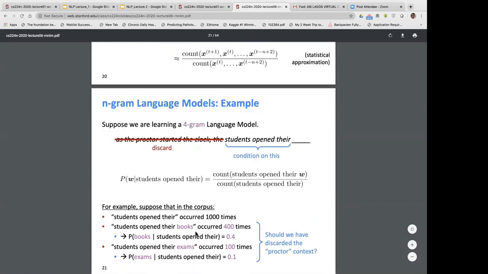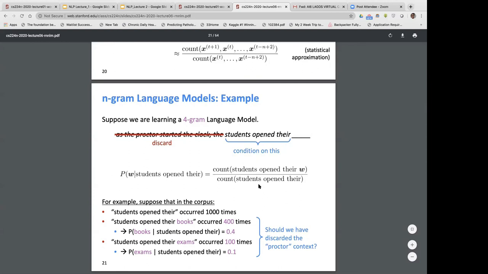So here we have books and exams. What should the answer most likely be, considering the whole sentence? If the whole sentence is "As the proctor started the clock, the students opened their", it should intuitively be exams, not books, because a proctor is like an invigilator. But because our n-gram language model did not consider this and only considered "students opened their", it did not assign the right probability. So we are most likely predicting the wrong thing in this instance.